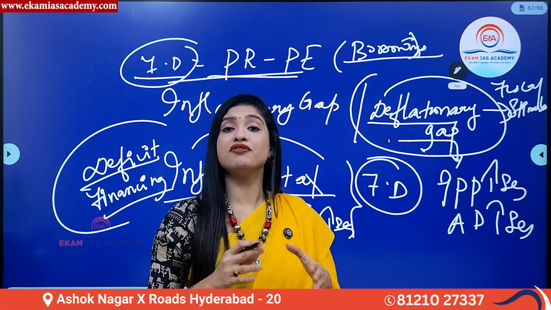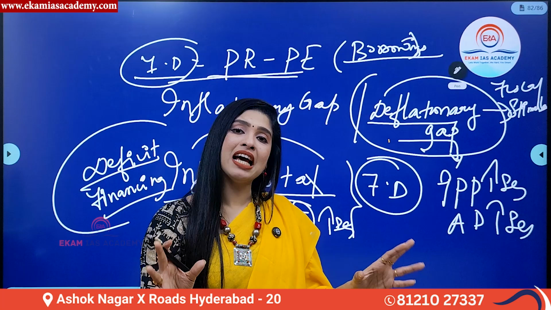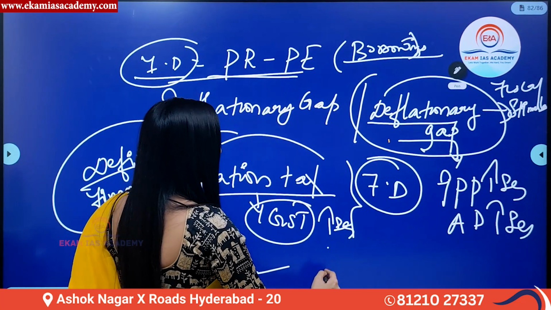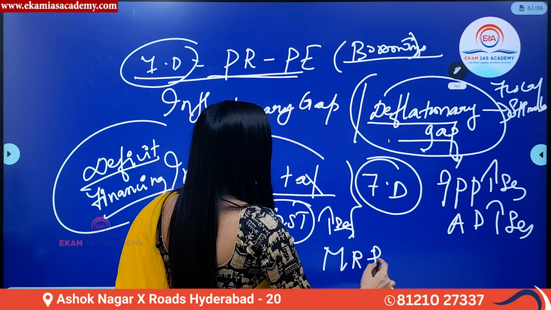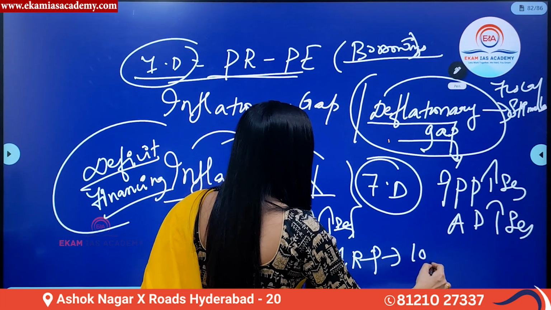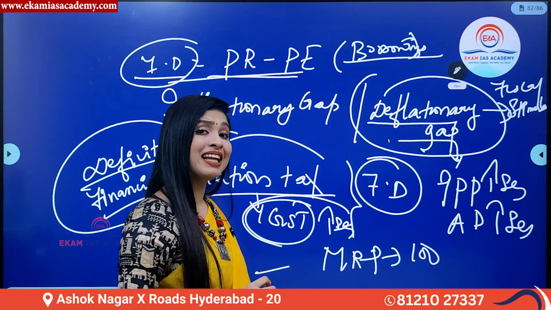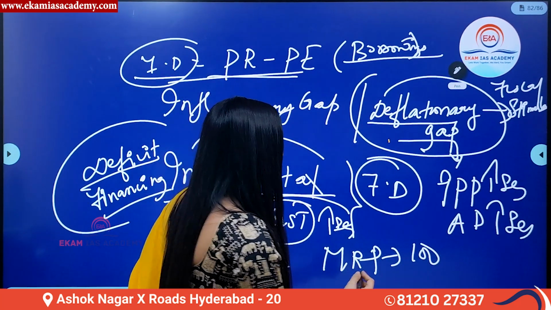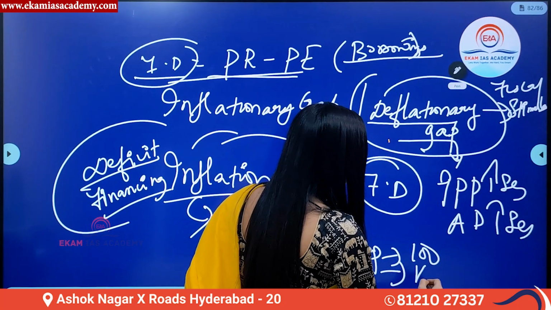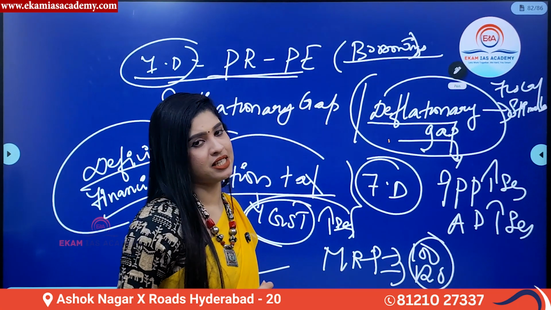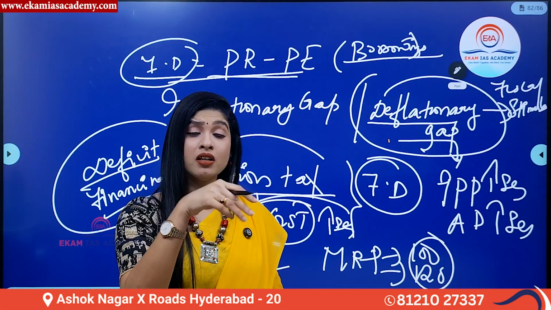The price of the final goods and services also increases. For example, the MRP, maximum retail price of a product, was 100 rupees. Because of an increase in indirect tax, such as GST, today for the same product we have to pay 120 rupees to get it. So automatically this is happening.